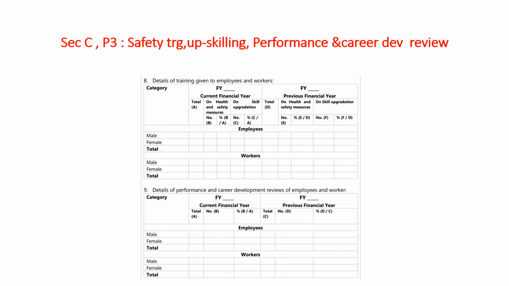And whether, as a part of the well-being of the employees, you have done safety training, upskilling, and performance and career development reviews are the questions asked here. For example, details of the training given to the employees and workers on health and safety measures and on skill upgradation for this year and the previous financial year. Similarly, whether you have conducted performance and career development reviews of your employees and workers for the current financial year and the previous financial year.